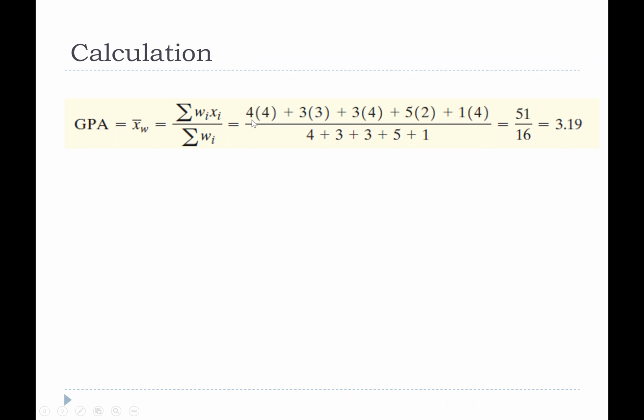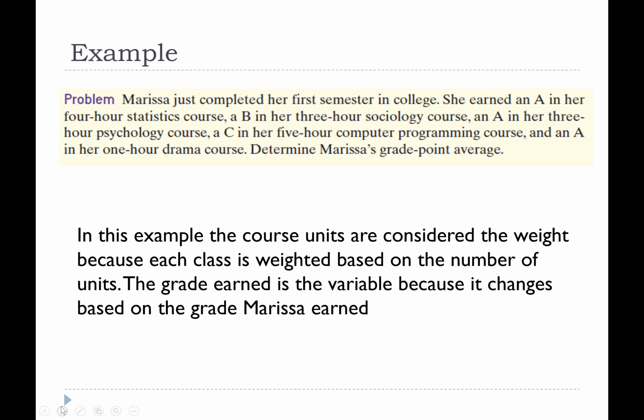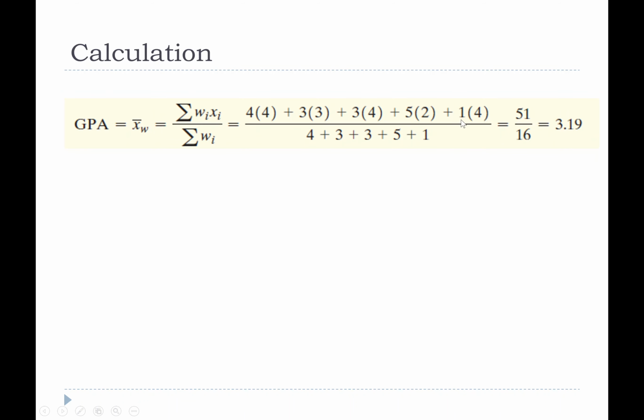She had a 4-hour class that she earned an A in. She had a 3-hour class that she earned a B in. She had a 3-hour class that she earned an A in. She had a 5-hour class that she earned a C in. I hope I said that right. Yeah, 5-hour computer programming. And then she had a 1-hour class that she earned an A in.